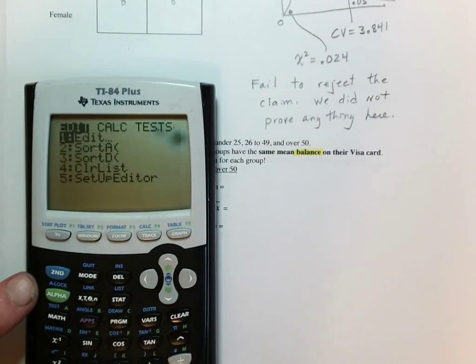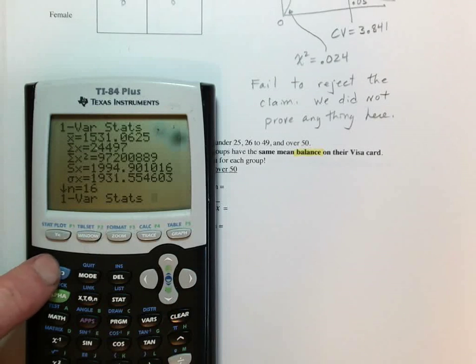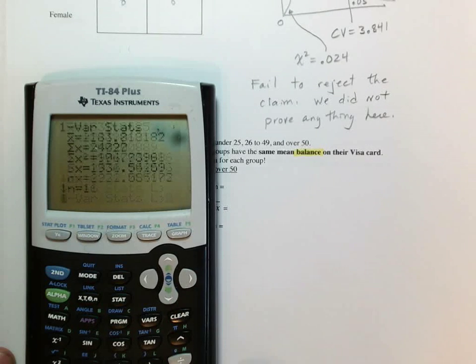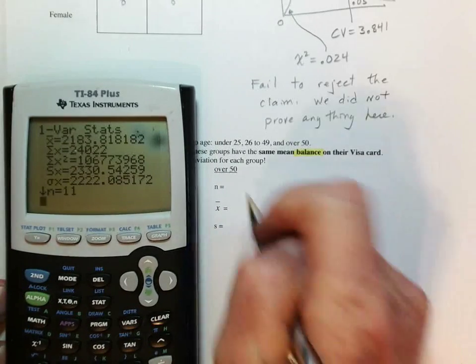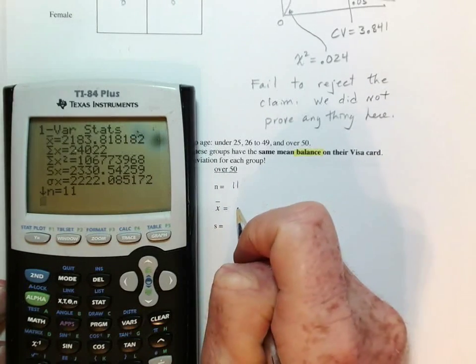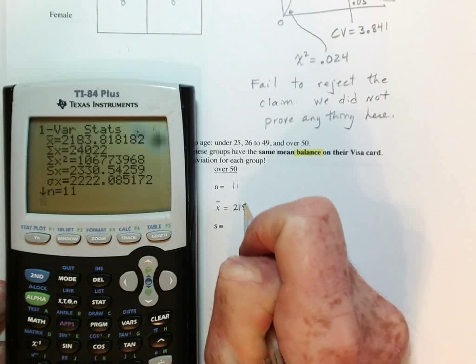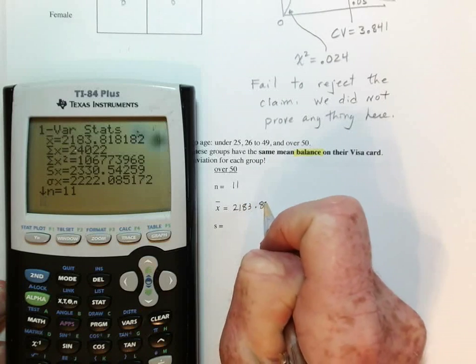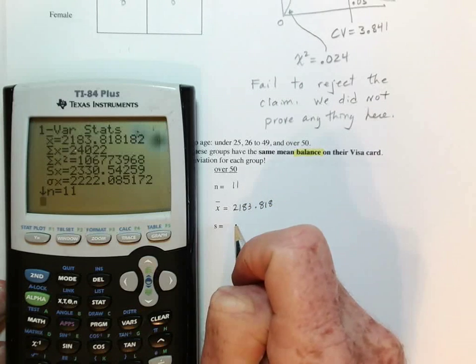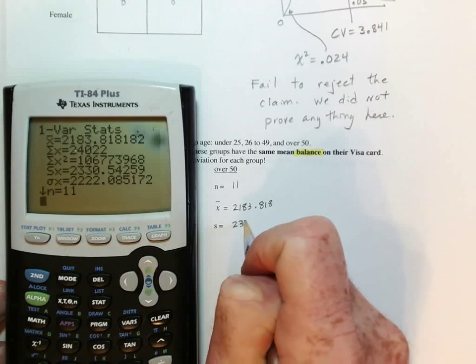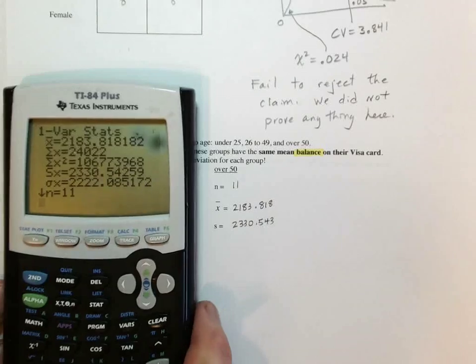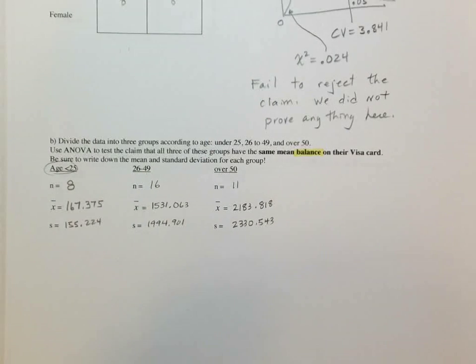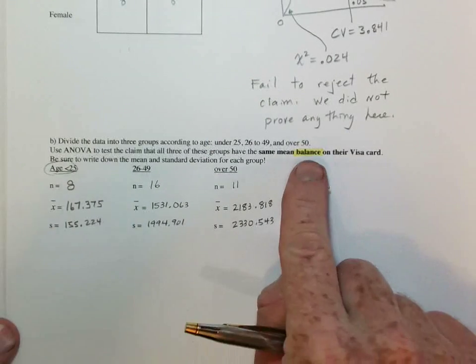And finally, for the third group, stat calculate one variable statistics for list 3. So there are 11 of those people. Their average is 2183.818, and the standard deviation 2330.543.